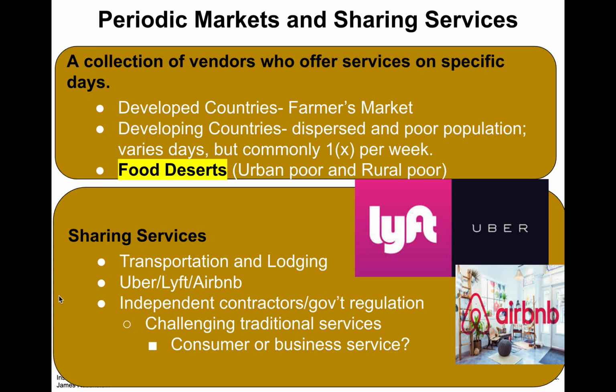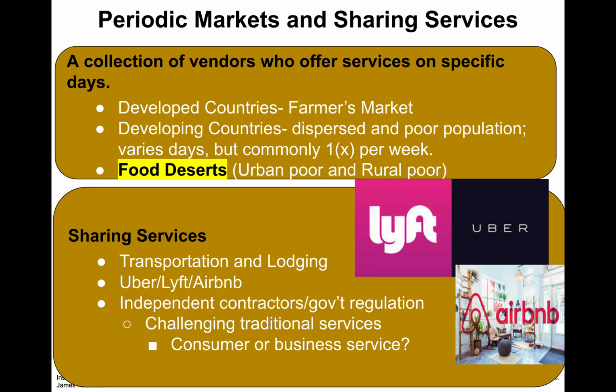Looking at periodic and sharing services, what we've seen with non-consumer services is that they've changed a lot in both developing and developed countries. For instance, some groceries are sold in periodic markets. The sharing economy has led to more flexible consumer services. In developed countries, they have farmer markets, and they're usually on 1 or 2 days. They're selling fresh produce that they can't buy at a grocery store. The frequency will vary by culture.